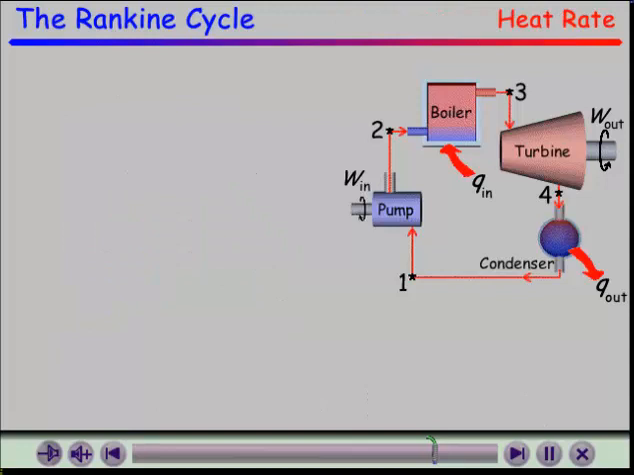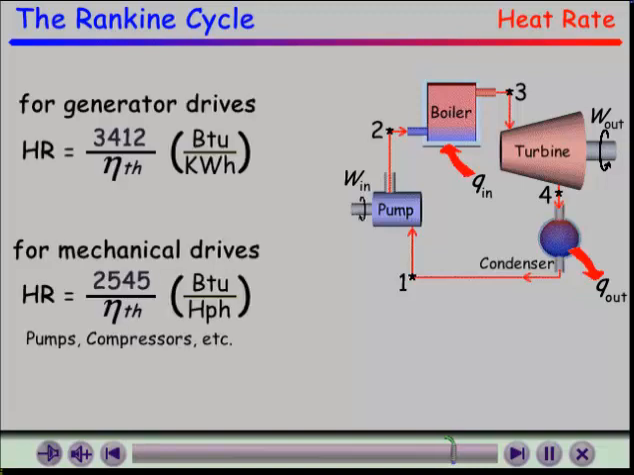Another way that efficiency is measured is by a parameter called heat rate. A steam turbine's heat rate reflects the amount of heat input required by the boiler to produce a unit amount of work output. A lower heat rate means the cycle can produce a unit amount of work while consuming less heat. This means a unit amount of work can be produced with less fuel, which translates to lower fuel expenses. The heat rate is inversely proportional to the thermal efficiency of the Rankine cycle, as shown in the equation.